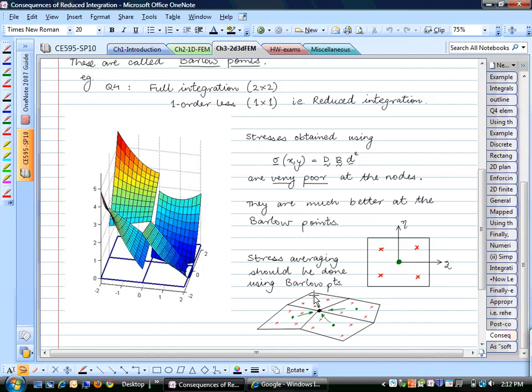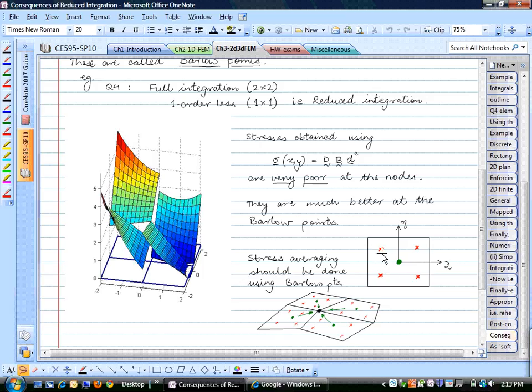In the triangle case, it was not a problem. You take all the neighboring elements, sum them up, divide by the number of elements that are there, and you have your average stress at the node. In Q4, you do a similar thing, but instead of averaging these 2 cross 2 stresses, you calculate your stress at the Barlow point and take the average of that at this node. So this is how you would do stress averaging for a Q4 element.